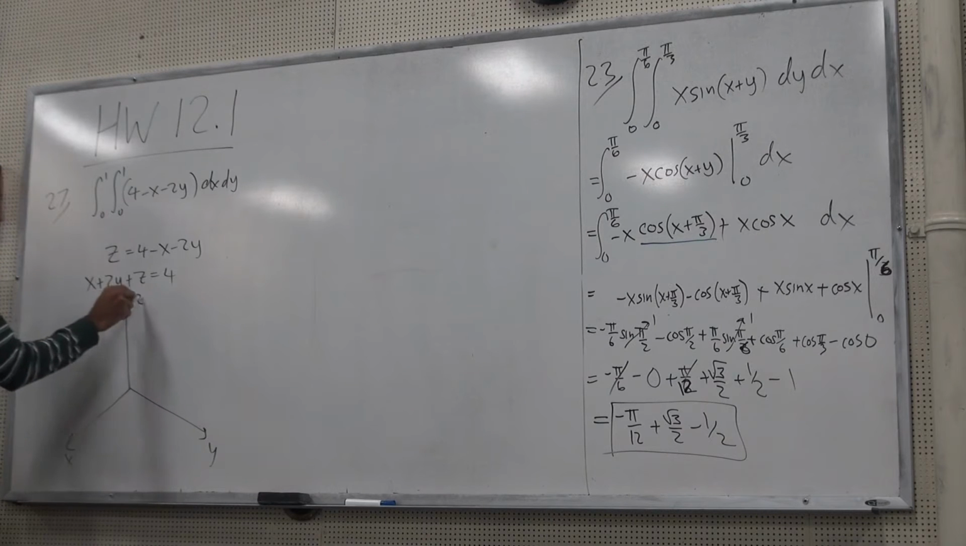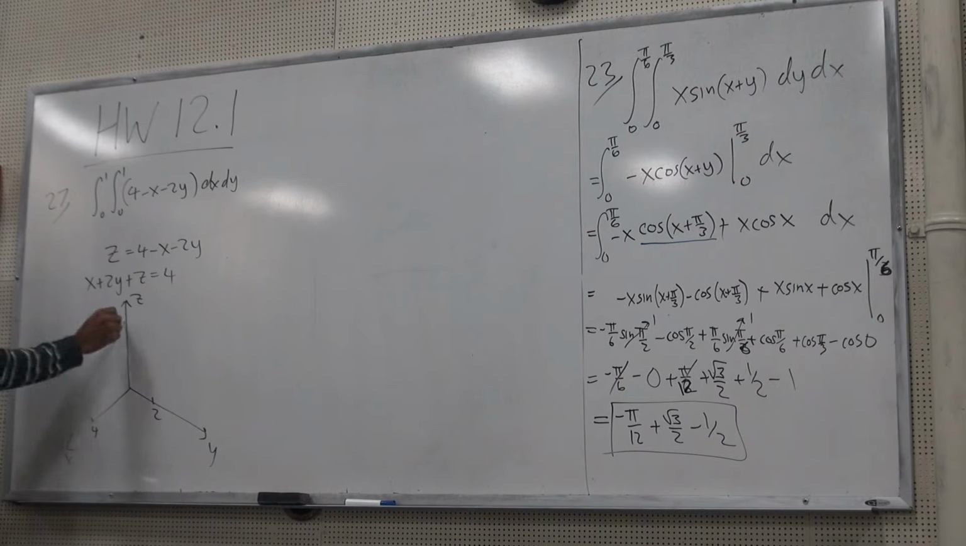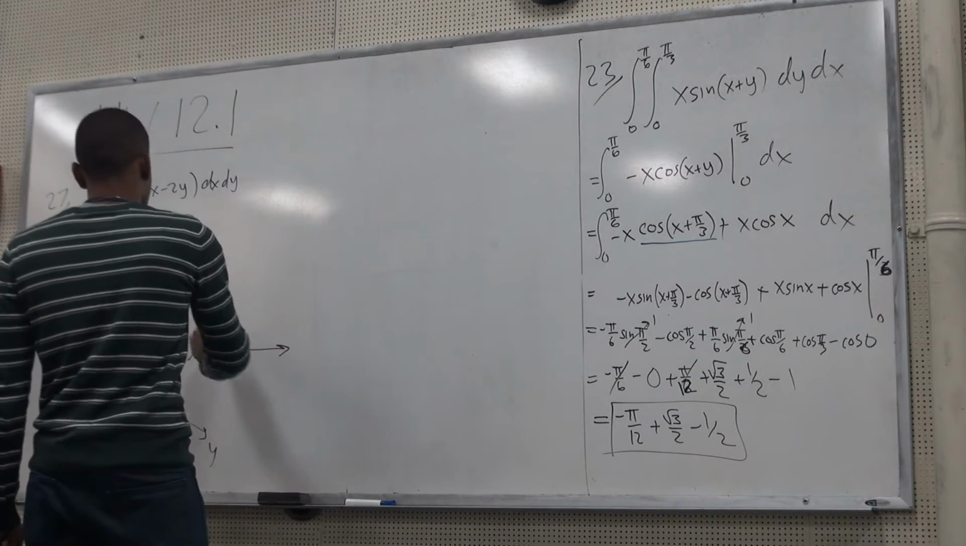You have to block out the two variables. Okay, so my x is going to be 4, my y will be 2, my z will be also 4. So that's this one. But I don't want the whole thing in the first quadrant. I just want the part that's above this here. So this means our solid.